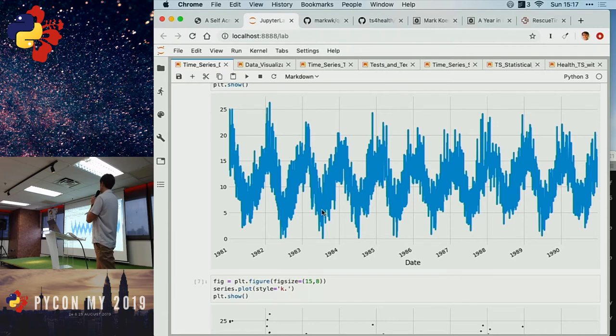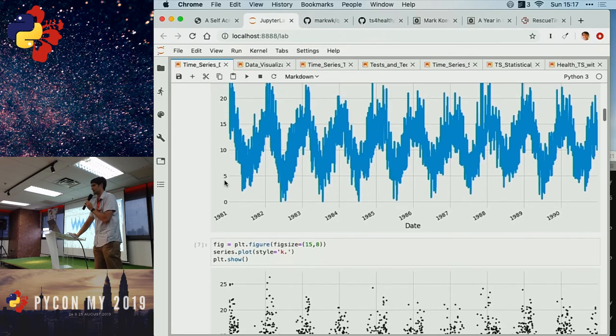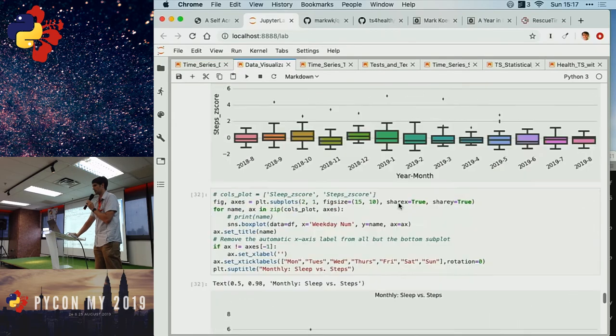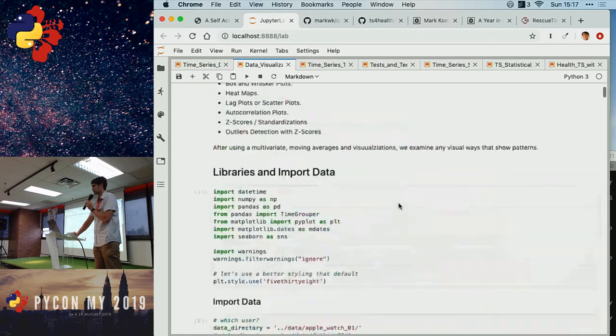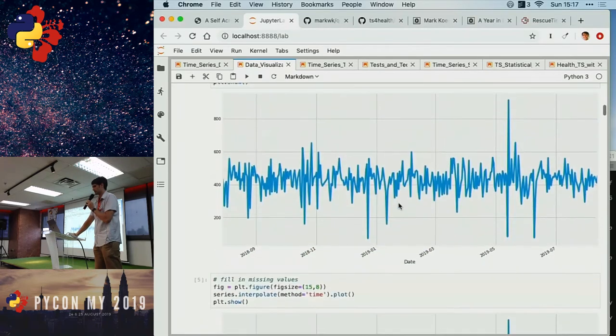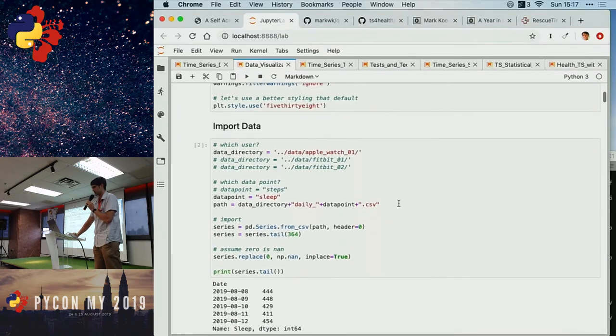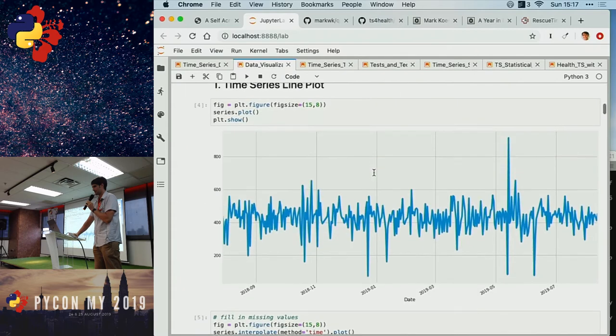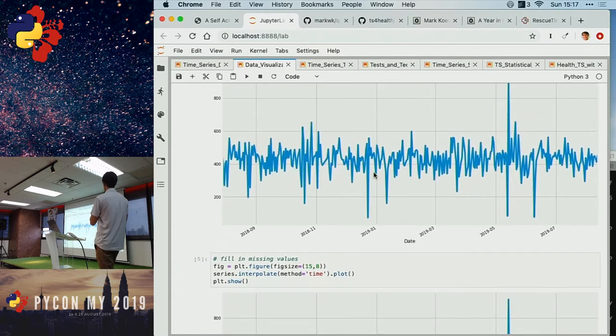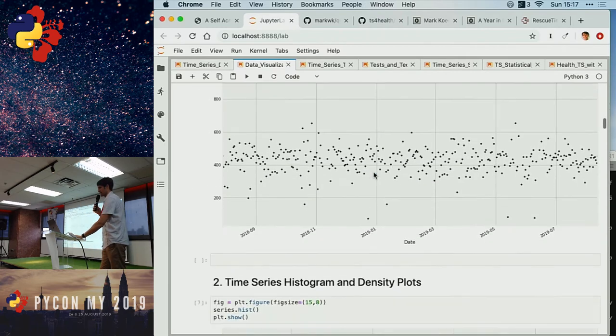And you can clearly see by plotting it this way, there's a pattern, right? Interestingly, when we look at our health data, this is sleep data. If we look at this sleep data, there maybe is a pattern. I don't know. You see a pattern? I'm not sure. Maybe. But this is one way to visualize it.